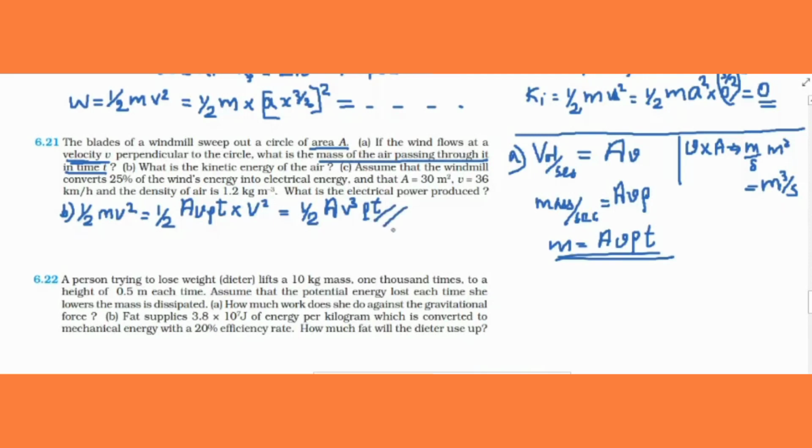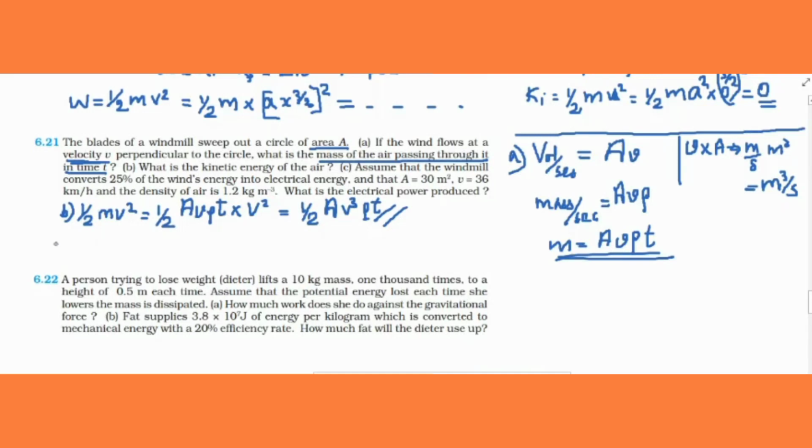Then assume that the windmill converts 25% of wind's energy into electrical energy. Area, velocity, density, all quantities are given. What is the electric power produced? First of all, you can calculate power produced.